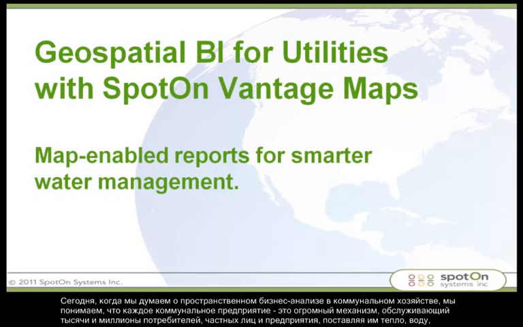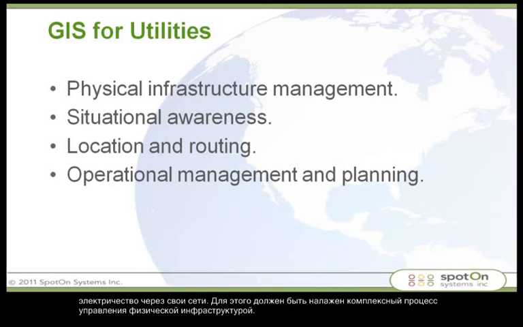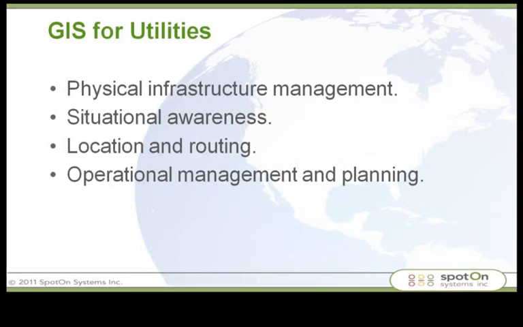Now, when you think about GIS in the utilities industry, it's no surprise that it's a huge play there. Every utility has to deliver something from somewhere to a huge market, to potentially hundreds of thousands or millions of people. So they're delivering things across networks to consumers, to organizations, to other businesses. So there's a whole physical infrastructure management process that has to happen there.